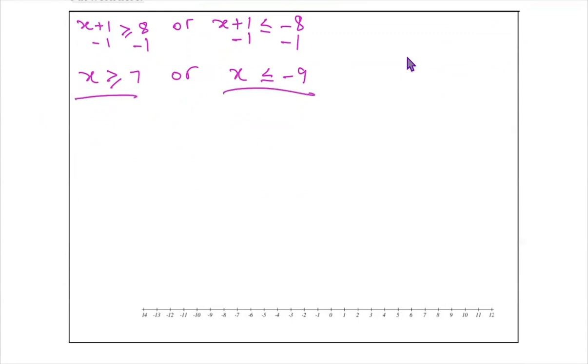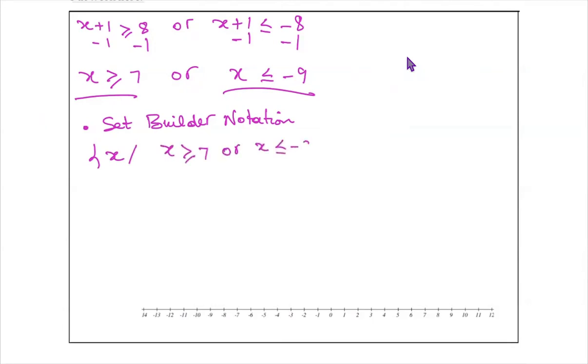x is isolated for both inequalities, so we can give the solution in set builder notation. That is the set of x such that x is greater than or equal to 7, or x is less than or equal to negative 9.